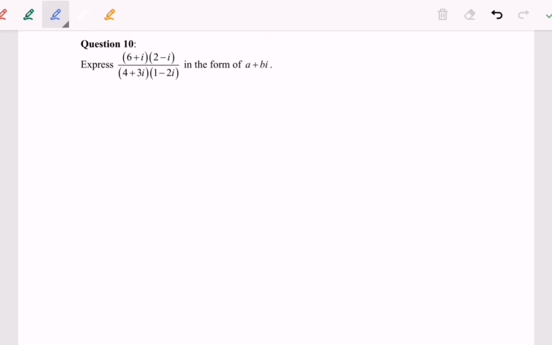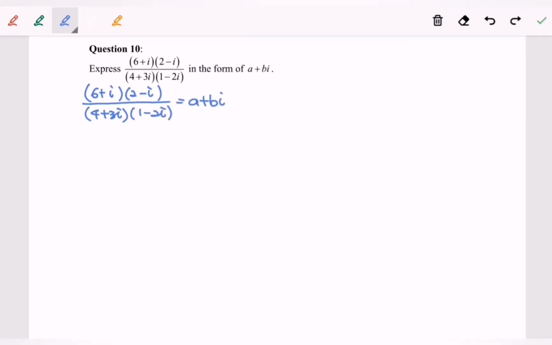Hello everyone, so now I'm going to discuss question number 10. Express (6 + i)(2 − i) over (4 + 3i)(1 − 2i) equals to a + bi.